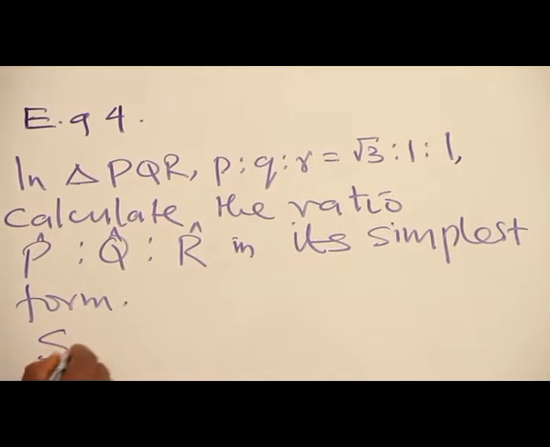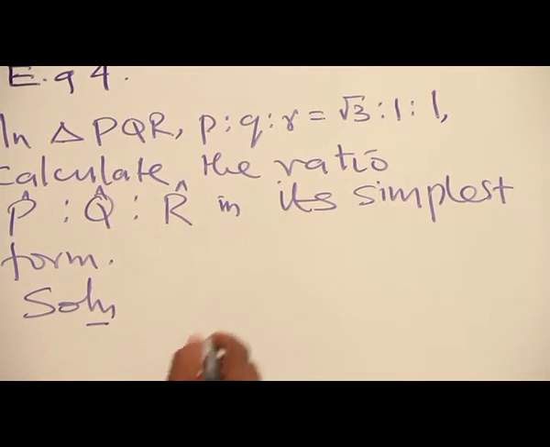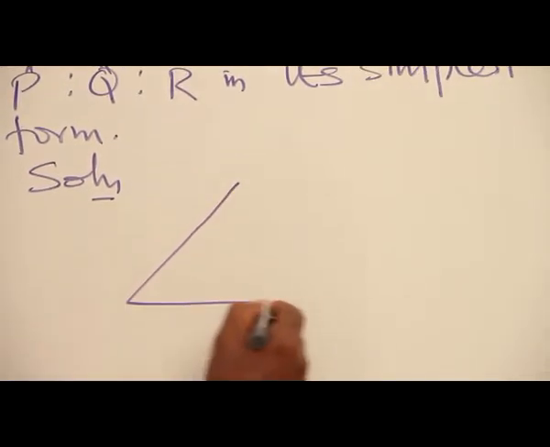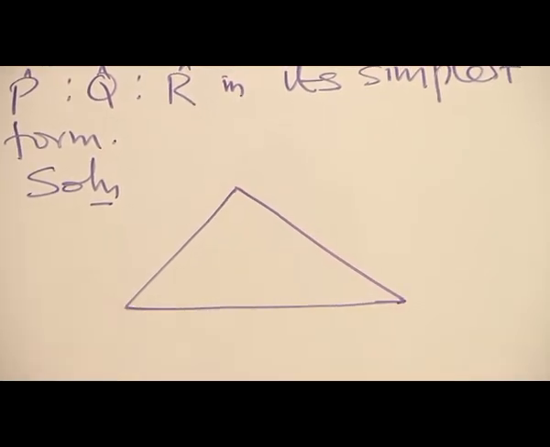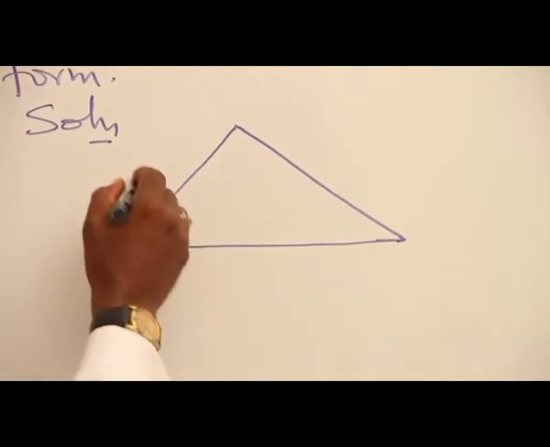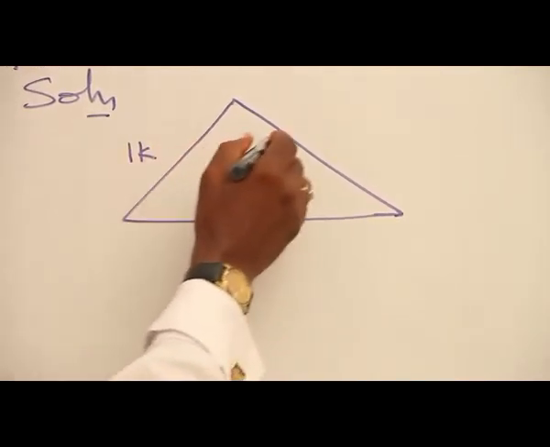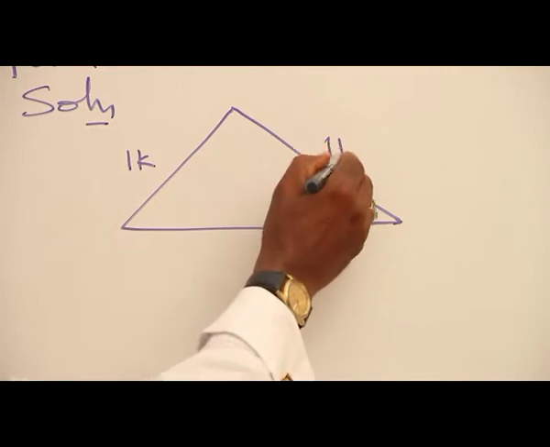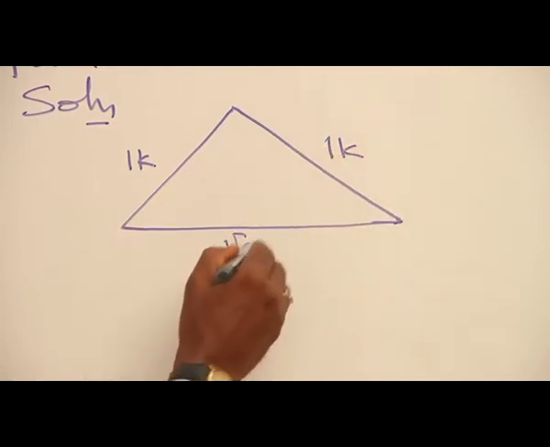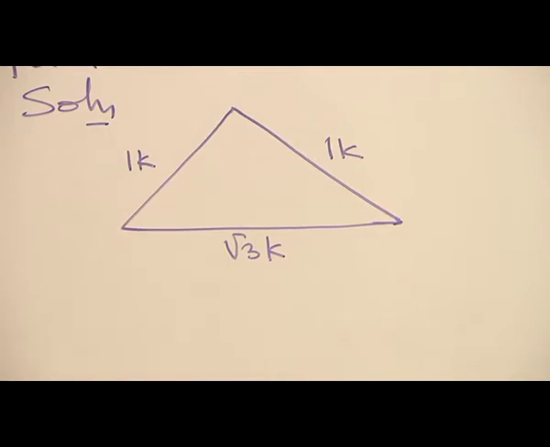Our solution, we need to sketch a triangle, and here the ratio is 1k. If the ratio is 1, then let's take the value as 1k, another 1k, and then root 3k, because root 3 to 1 is a ratio. The actual value we multiply by variable, say k, to give out the actual value, because it was reduced to its lowest term. That is why you have root 3 to 1.